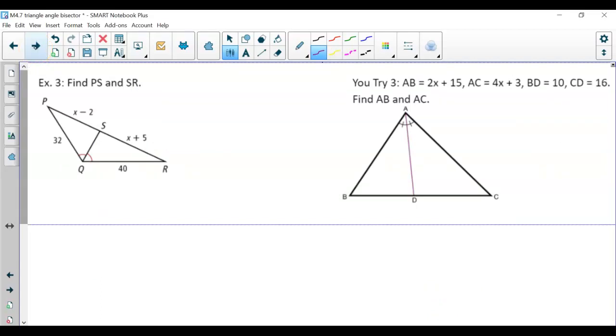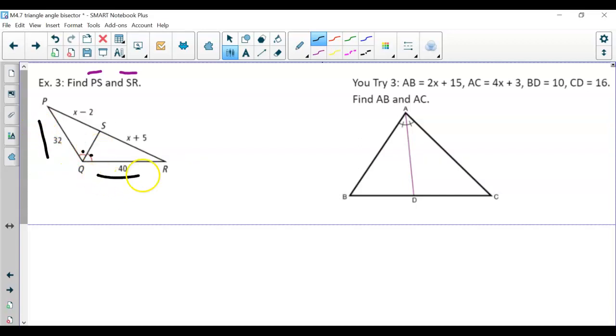So our last step now here is making sure to answer the questions we're given. So notice now we're not just solving for x, right? We're solving for PS and SR, so keeping that in mind. But again, we do have an angle bisector, right? QS is an angle bisector because we have our markings here to show that they're congruent.